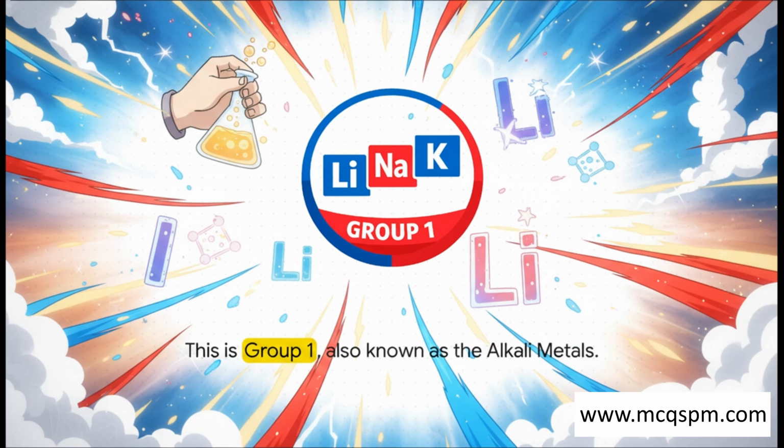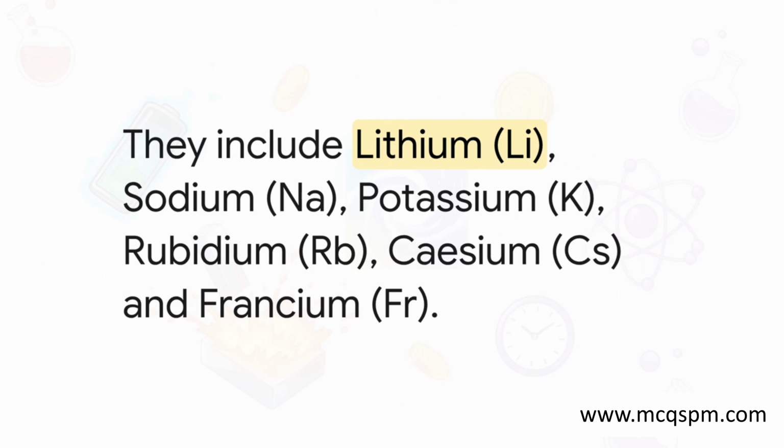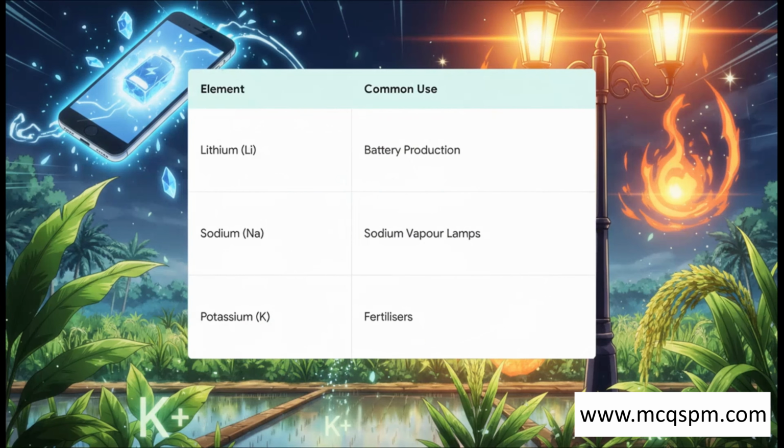Now, the main players we're going to be talking about today, the real stars of the show, are the first three members: lithium, sodium, and potassium. So our main focus is on lithium, sodium, and potassium. But it's good to know that the family keeps going down the table with others like rubidium, cesium, and francium. And just like any family, they all share really distinct traits that tell you, hey, you belong to Group 1.